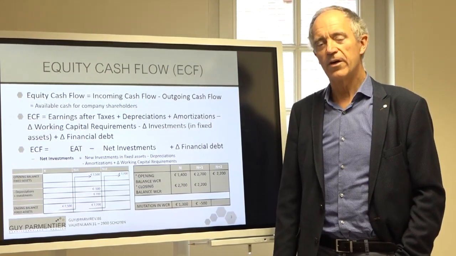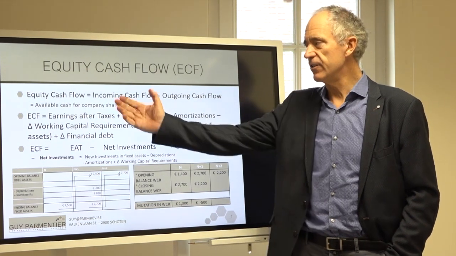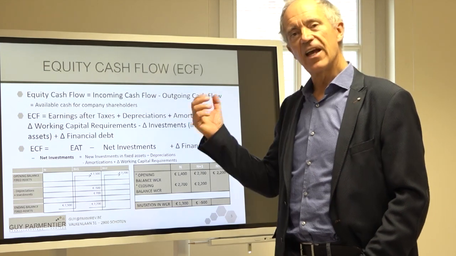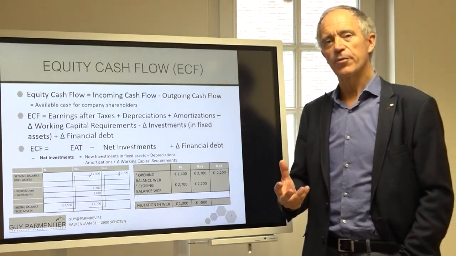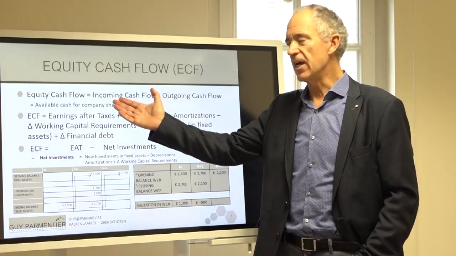So you should know very well what cash flow you want to calculate. This is what we call the equity cash flow. That means it's the cash flow which is available for the shareholders after the company has paid everything it should pay. So we call it equity cash flow.